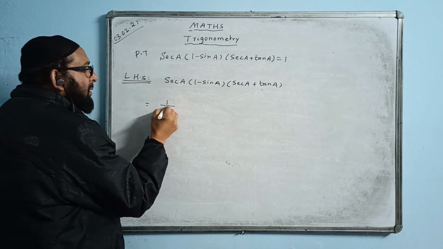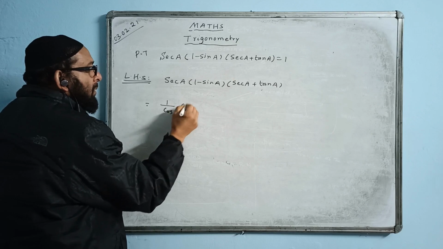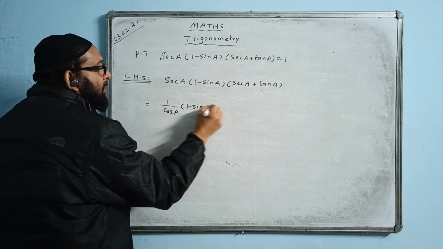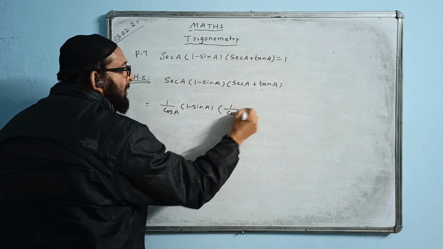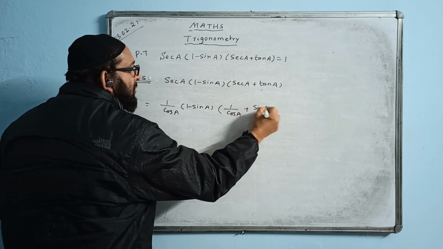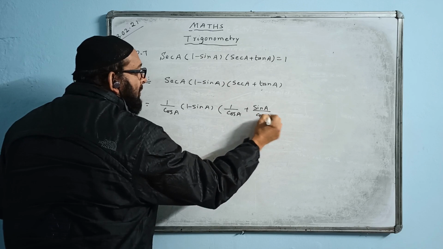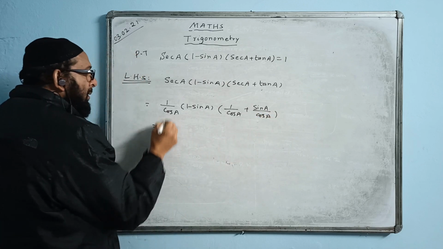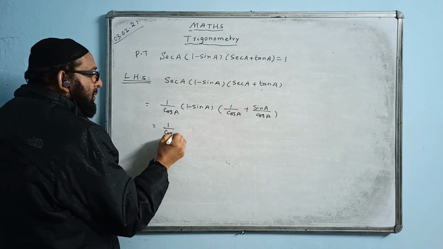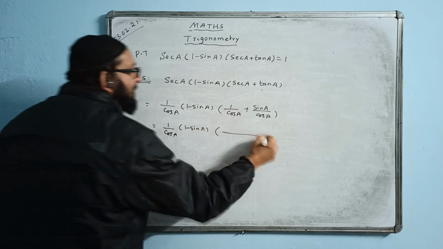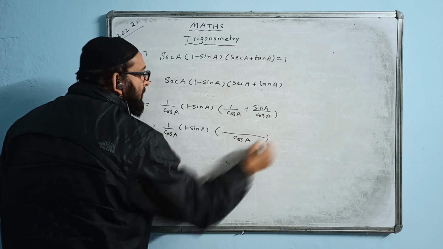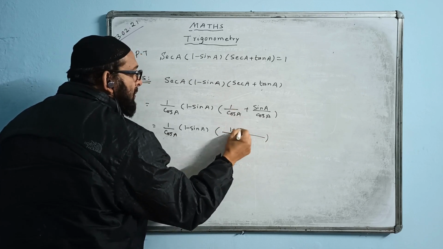Sec is equal to 1 by cos A. 1 minus sin A, just copy here. Sec we write 1 by cos A, tan we write sin A by cos A. Here we write 1 by cos A, 1 minus sin A. Take LCM. Cos is the LCM. Here it comes 1 plus sin A.